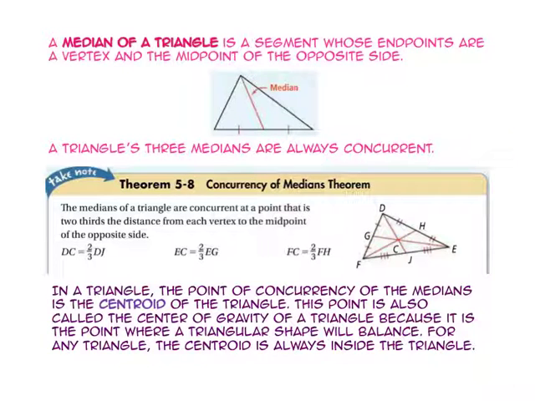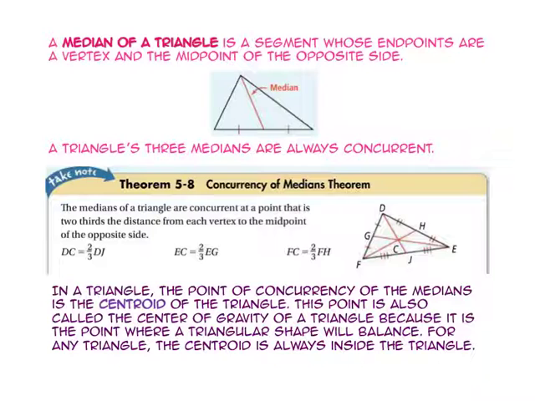So, the length of segment DC is 2/3 of the length of segment DJ. The length of segment EC is 2/3 of the length of segment EG, and the length of segment FC is 2/3 of the length of segment FH.